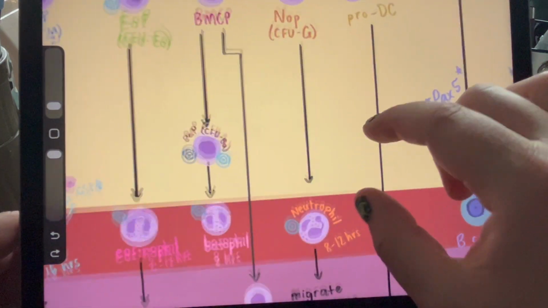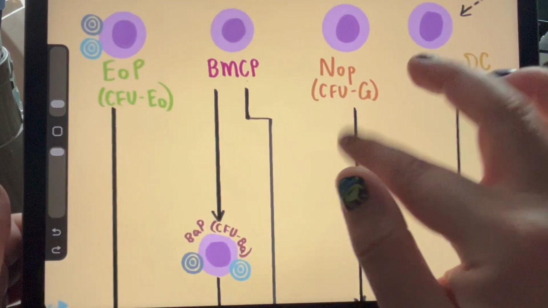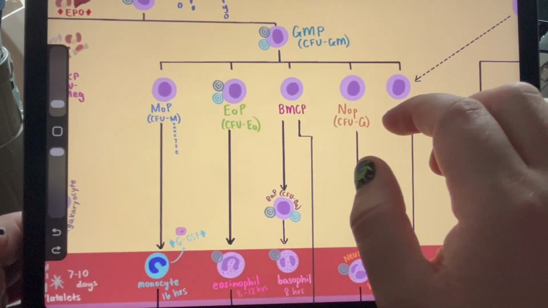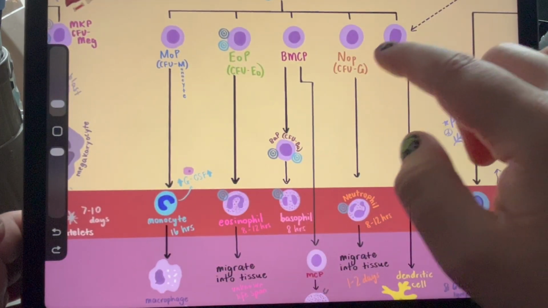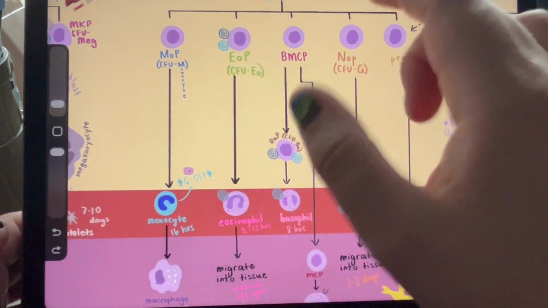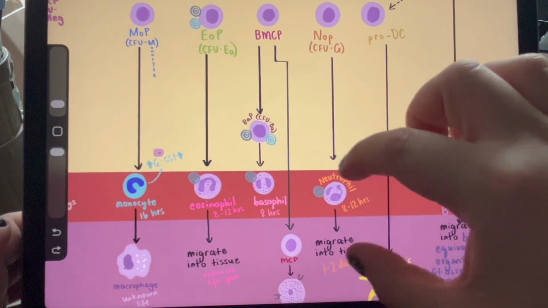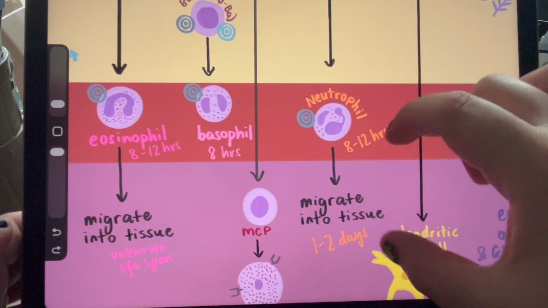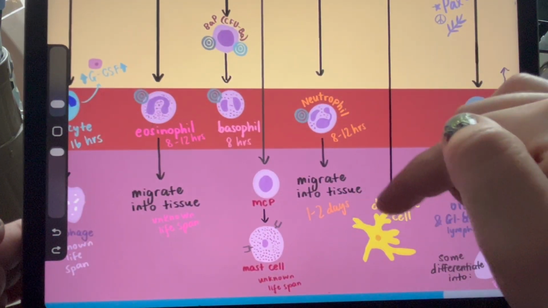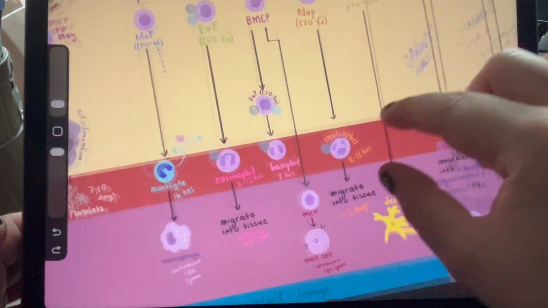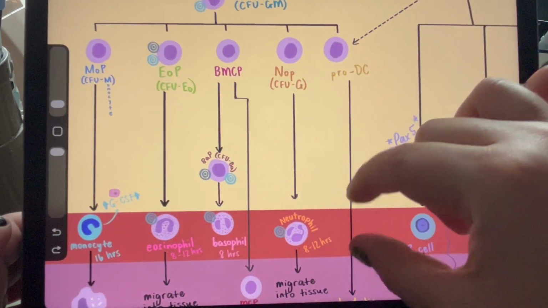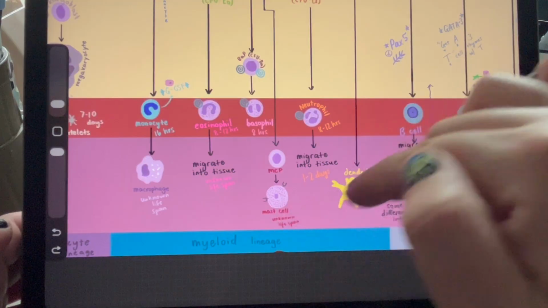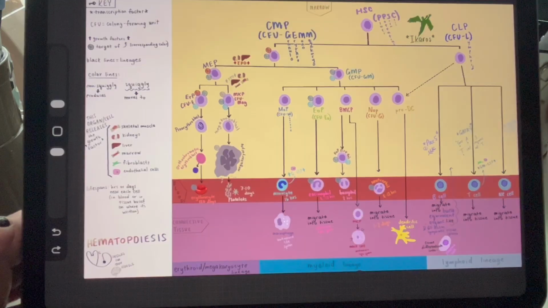Then, almost done here, we've got the neutrophil progenitor cell, which for some reason has colony forming unit granulocytes, so G. We've got the 3 granulocytes here, so I don't know why this one specifically gets the granulocyte name and this one gets eosinophil, but it is what it is. So that is going to turn into a neutrophil, and that is going to live in the blood for 8 to 12 hours, and then it's going to migrate into the tissue, and we actually know how long their lifespan is in the tissue. It's 1 to 2 days. And then we've also got the pro-dendritic cell, and that's going to go straight into the connective tissue again, like these mast cells, and form a dendritic cell. All right, so kind of gross.